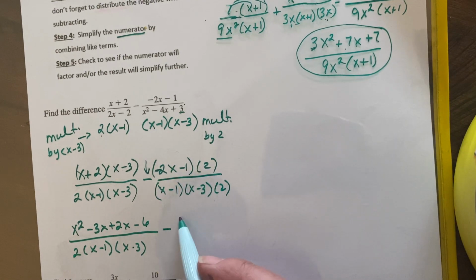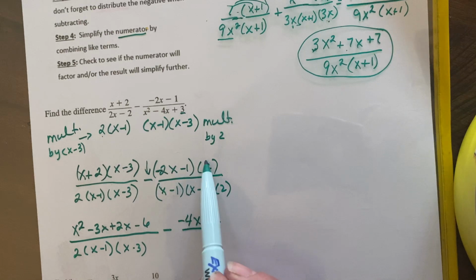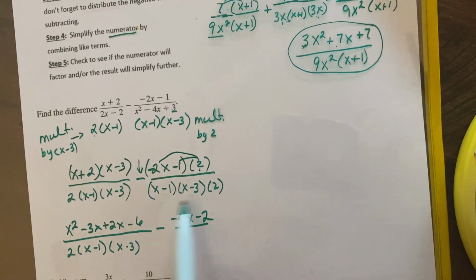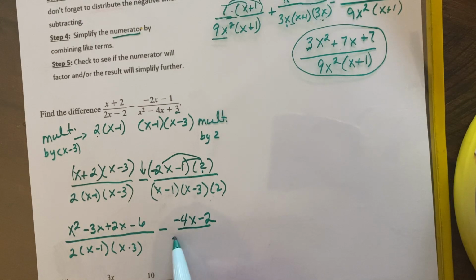And then on top here, I'm going to get negative 4x minus 2. So I'm just going to take the 2, even though it's behind it, you still distribute here to here. Okay. And then again, your denominator, I can rearrange it now so they match. If that makes you feel better, you don't have to. And they look like that.